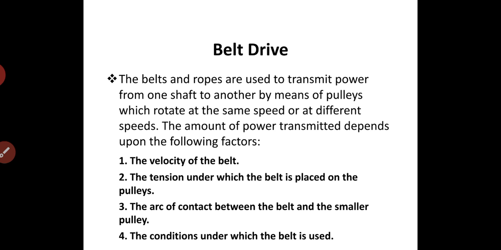Here, the point number 3, the arc of contact between the belt and the smaller pulley, is an important consideration, because the arc of contact will be less on the smaller pulley. That's why it is said that the distance between the two shafts should not be less than 3.5 times the diameter of the larger pulley. If it is less than that, then the arc of contact will be very small and there will not be sufficient frictional force which can give drive to the system.